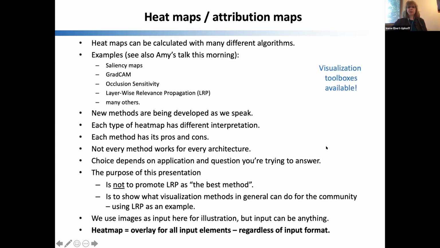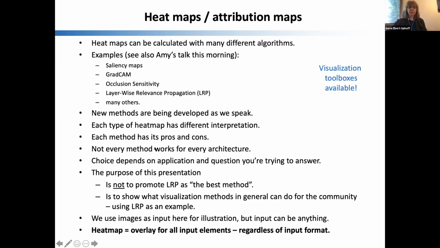So first of all, the visualization toolbox is available. You don't have to code this all up by yourself. The heat maps can be calculated with many different algorithms, and Amy already talked about saliency maps and GradCam this morning. And there are other ones like occlusion sensitivities, and my favorite one, layer-wise relevance propagation, which we'll talk about more. And new methods are being developed as we speak. I'm sure the question is going to come up, which method is the best one? Well, there is no single best one. Each method has its pros and cons.